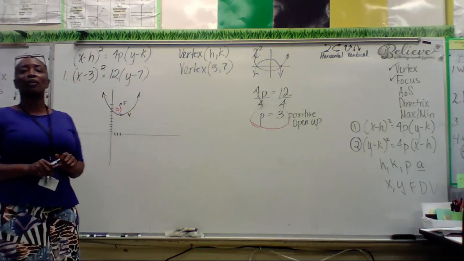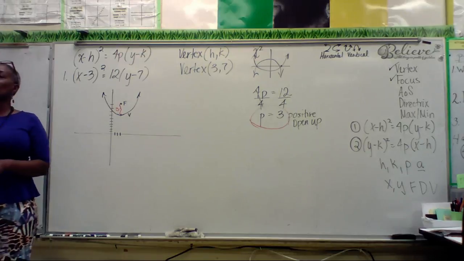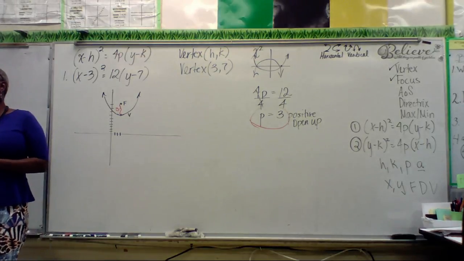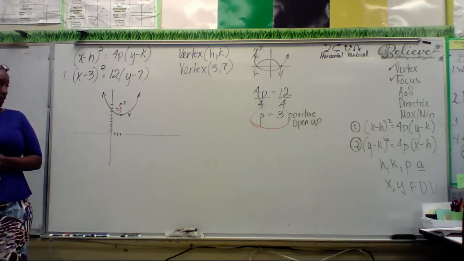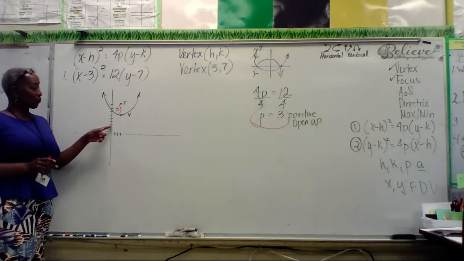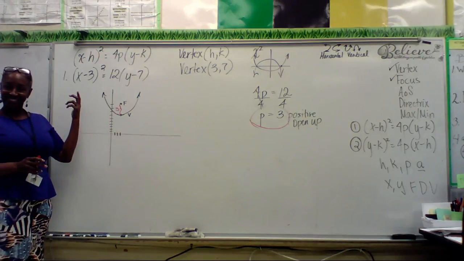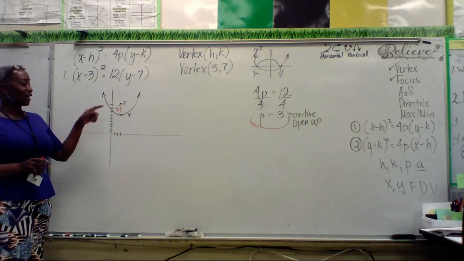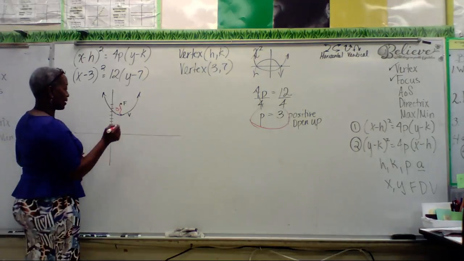So Mr. Redmond, can you tell me and your peers how we can find the directrix? You have to take the Y minus your P. Okay, so he said we're going to take this Y here. The Y where? Okay, Gabriel said on the vertex, and we're going to take away P from that, right? Yes, ma'am. We're going to come down P distance.